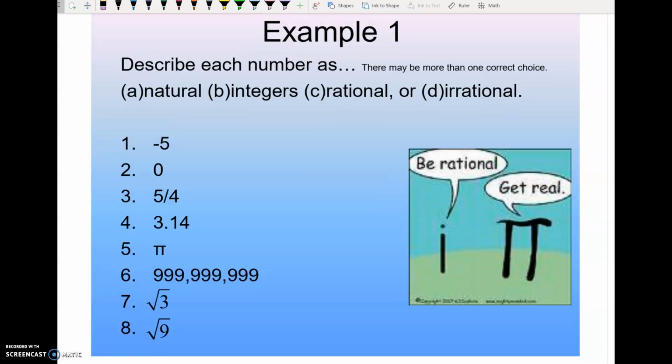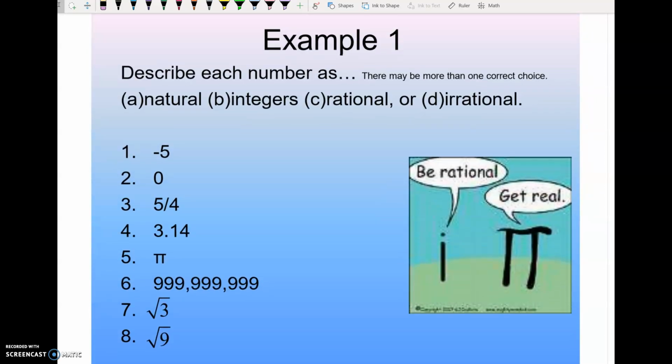On the next example, we need to describe each number as A, natural, B, integer, C, rational, or D, irrational. And notice, if it's A, it's going to be A, B, and C. If it's B, it's going to be B and C. If it's just C, then it's just C. If it's just D, if it's irrational, then it's just going to be irrational. So these are going to be your answer choices.